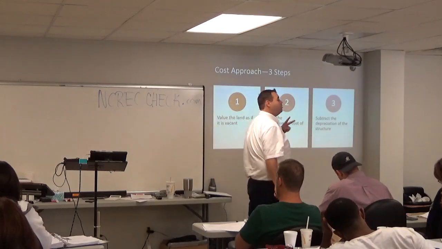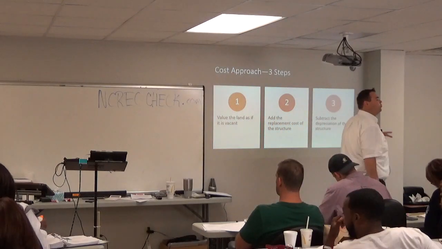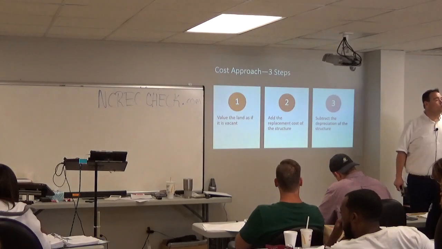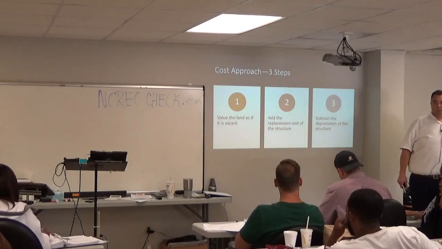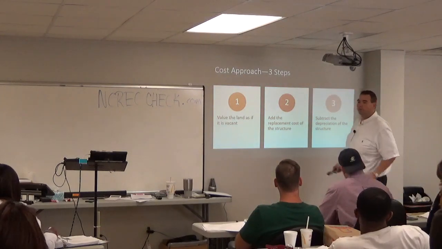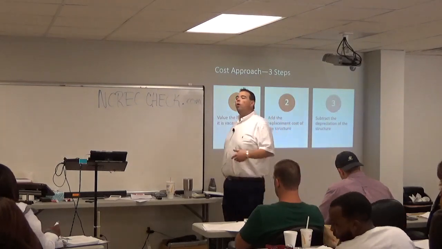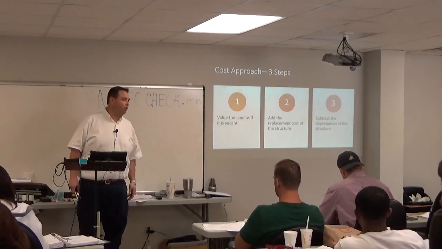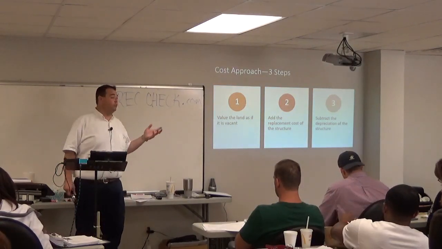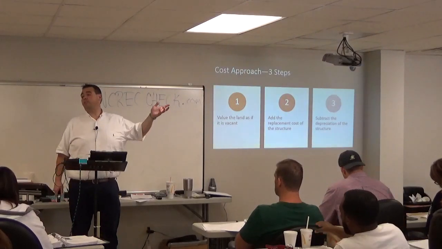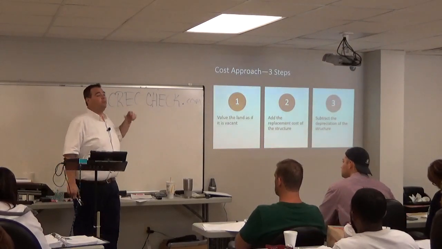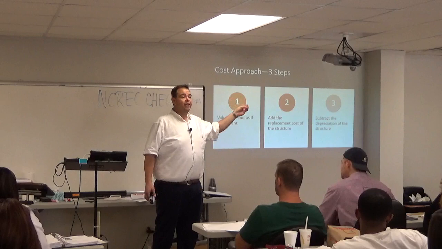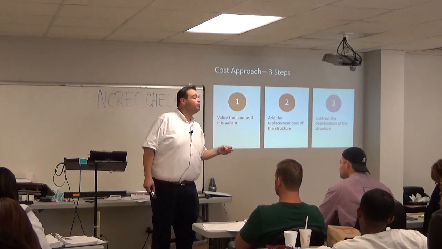That's step 1. Step 2, we're going to add the value of the structure as if it was brand new. We call that the replacement cost. What it would cost to replace it. If we were building that same structure brand new right now, what would it cost us to construct it again? That's called the replacement cost. And generally we're going to use a square foot method on that. We're just going to say structures of this type cost $80 a square foot to build, and you're going to multiply that times the number of square feet in the building. It's pretty simple.